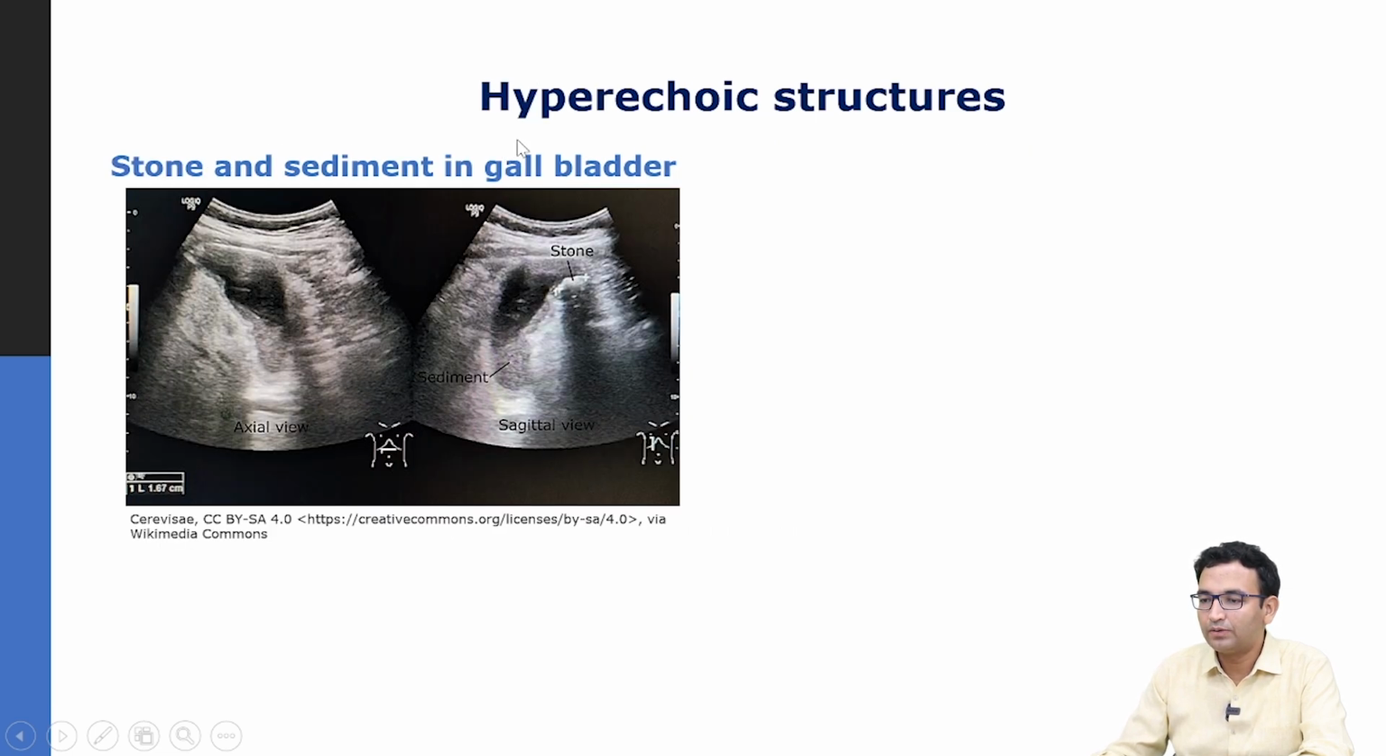And now, I will show you some hyperechoic structures. So, here is an example of a stone in the gallbladder, and this stone is actually a strong scatterer. Therefore, there is shadowing behind it because it reflects back most of the signal right there.